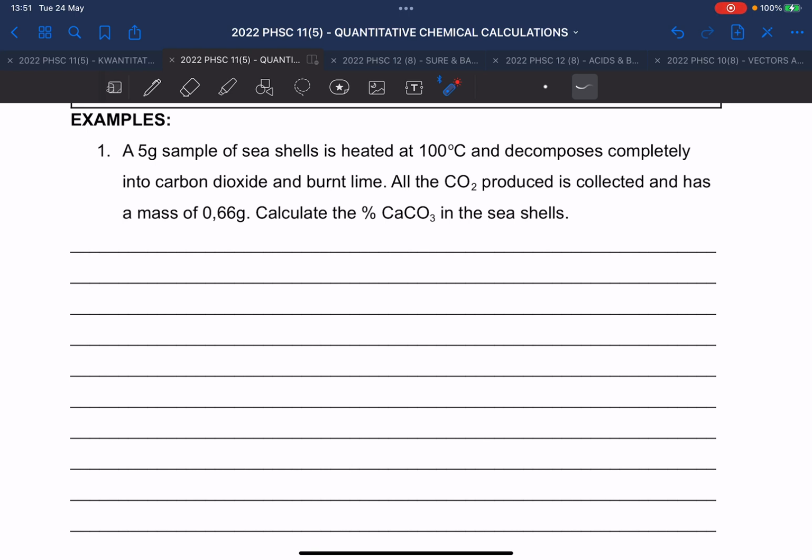Calculate the percentage calcium carbonate in the seashells. What do we always start with? Balanced equation. Okay, you have no idea what you're going to do, but you're going to write a balanced equation. So we start with that. So write calcium carbonate is heated up, and they tell you you're going to get carbon dioxide and burnt lime.